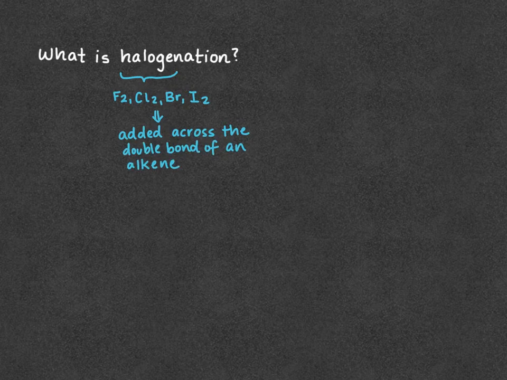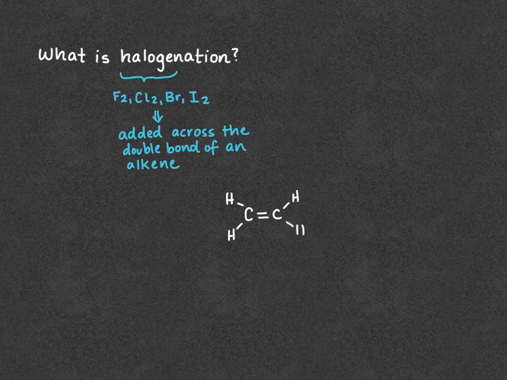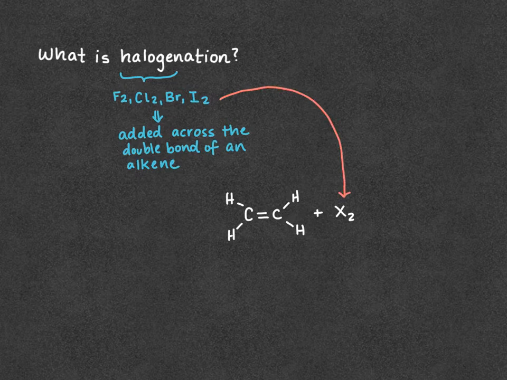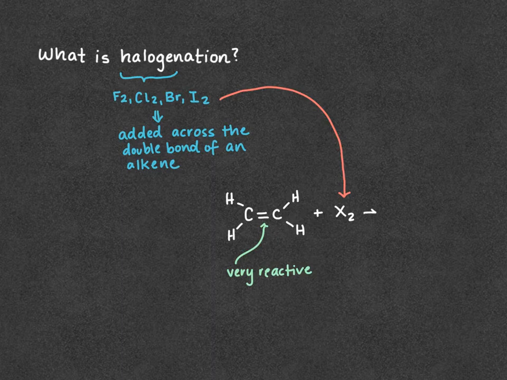So I'm going to draw a quick schematic here that will show this general process. So I'll draw ethene. So double bond, 2 carbons, each with 2 hydrogens. And we're going to add X2. And here X is just going to be a stand-in for one of these molecules. Now this double bond is very reactive. And so it's going to be able to react with that halogen without any added catalyst or anything.